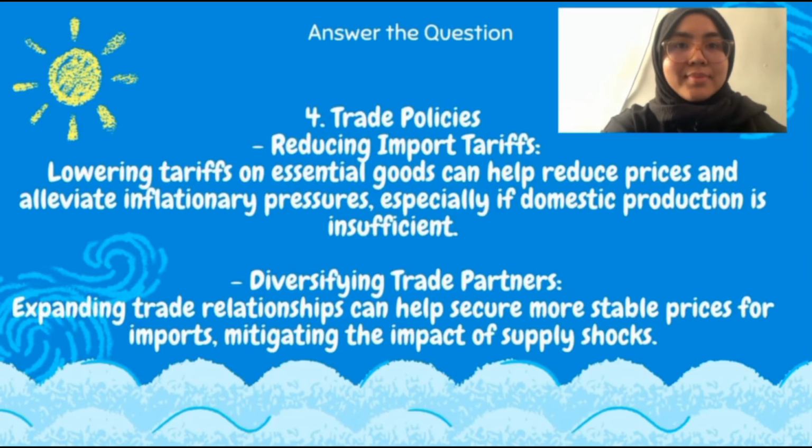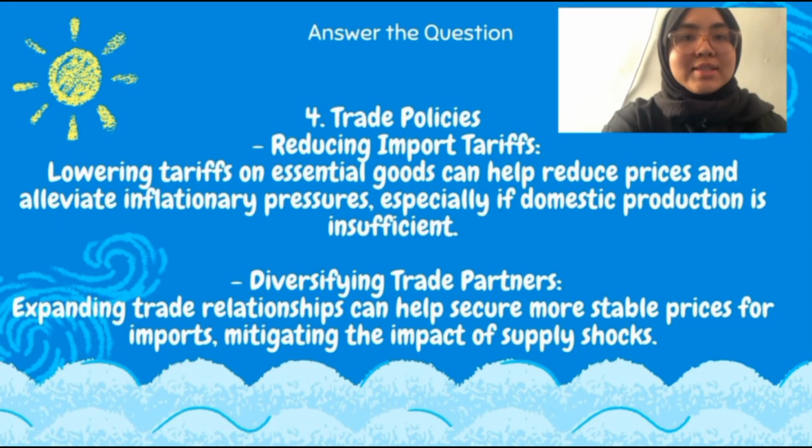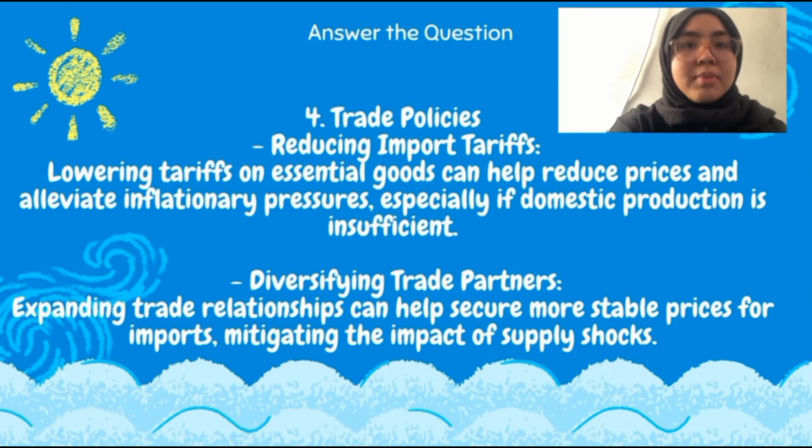Number 4, trade policies, reducing import tariffs. Lowering tariffs on essential goods can help reduce prices and alleviate inflationary pressures, especially if domestic production is insufficient. Diversifying trade partners, expanding trade relationships can help secure more stable prices for imports, mitigating the impact of supply shocks.